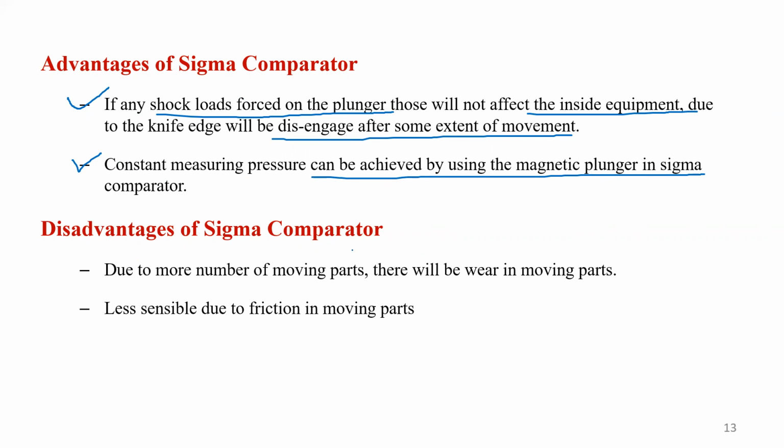But what are the disadvantages of sigma comparator? Due to more number of moving parts, there will be wear in the moving parts and it is less sensible due to friction in moving parts.